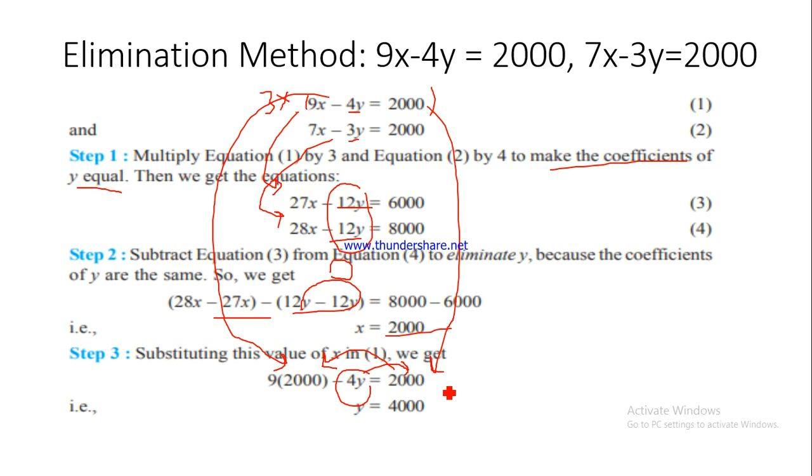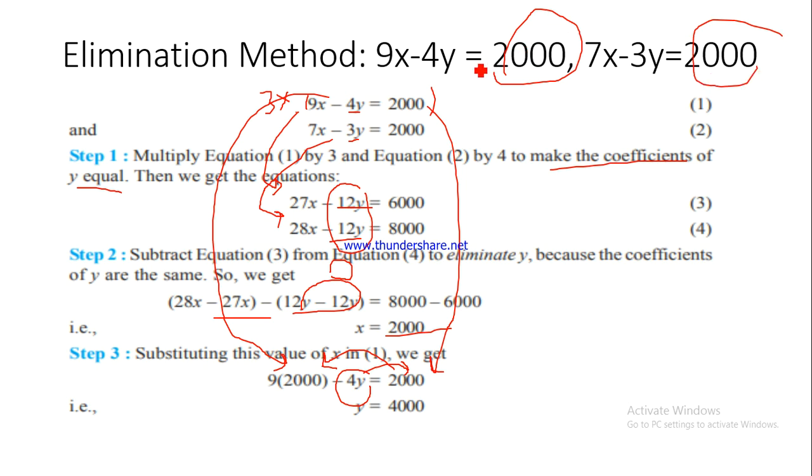And now what is left? It may or may not be stated, but you will always have to check your answer. So do verify whether your answers are correct or not. Put these values x and y, 2000 and 4000 respectively, in the two equations above. You should get as a result whatever is the value on the right hand side.